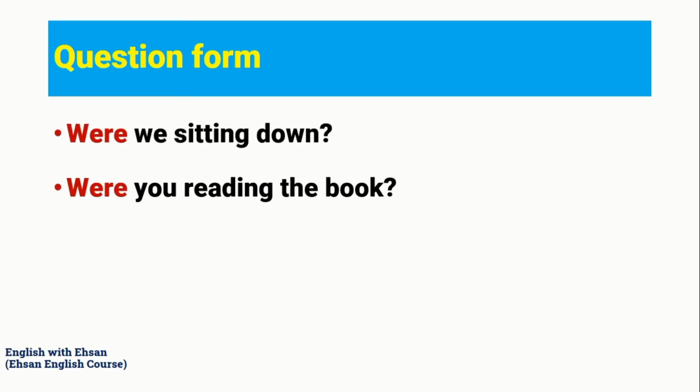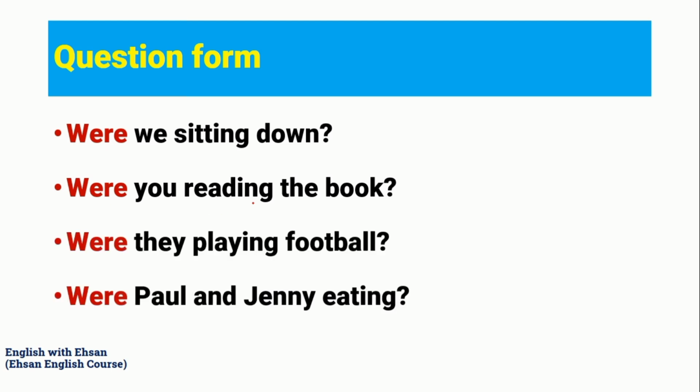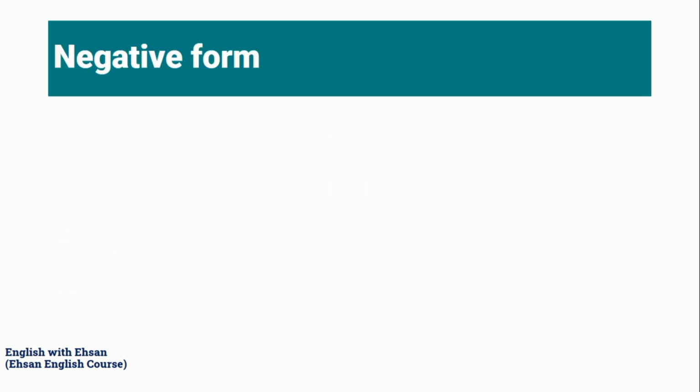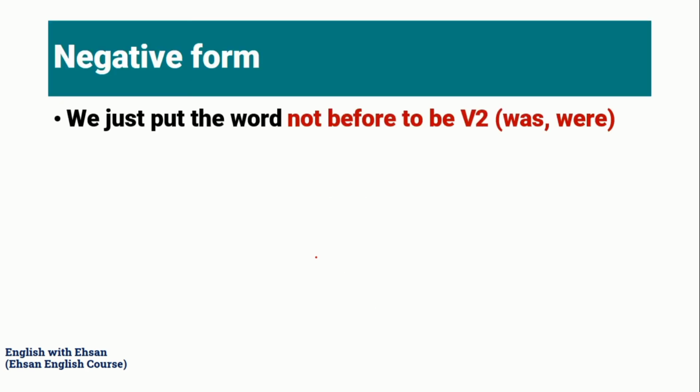And here we have more. Were we sitting down? Were we sitting down, for more people? Were you reading a book? Were they playing football? Were Paul and Jenny eating? More people.